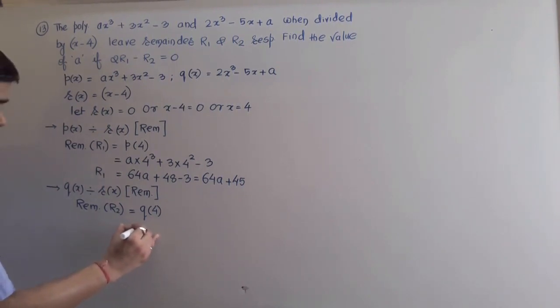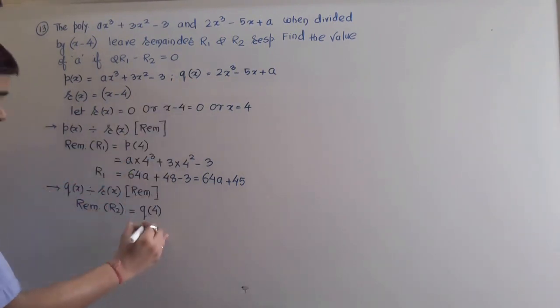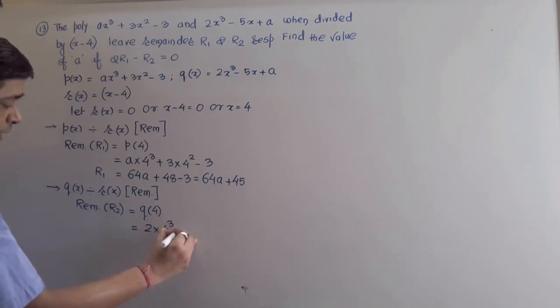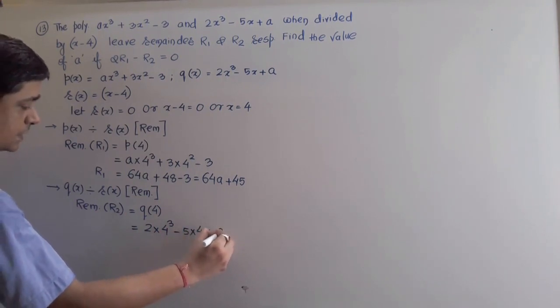If I put this value, how can we find q of 4? Here I will keep x equal to 4. So x equal to 4 I am keeping here. So 2 into 4 to the power 3 minus 5 into 4 plus a.